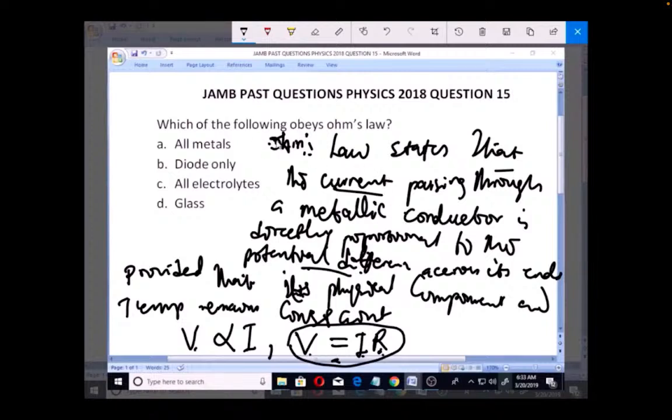So from the statement of Ohm's law, which I just stated, you can see that Ohm's law has to do with metallic conductors, metals. So from the options, you can see that the most likely is option A, which is all metals. Though I also think that some metals don't actually obey Ohm's law like that, like tungsten that is used for bulbs. So the right option here is A, all metals, because Ohm's law states that the current passing through a metallic conductor is directly proportional to the potential difference V, provided that the temperature remains constant. And that is that.